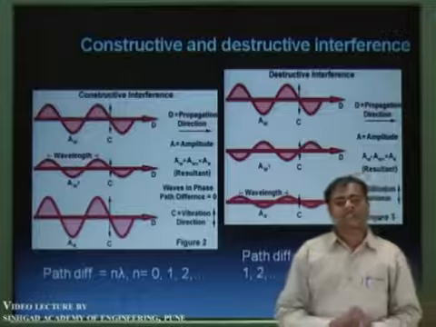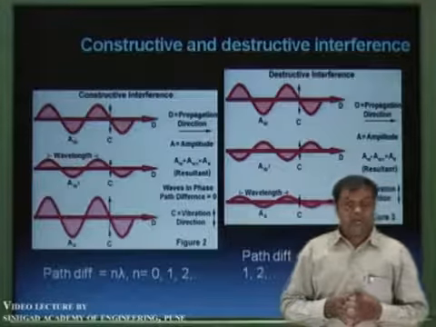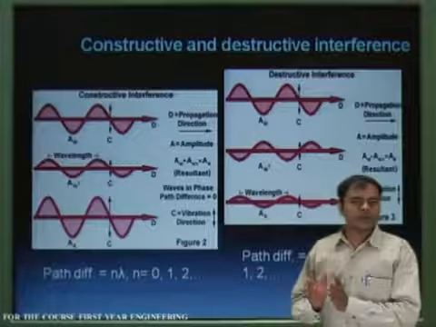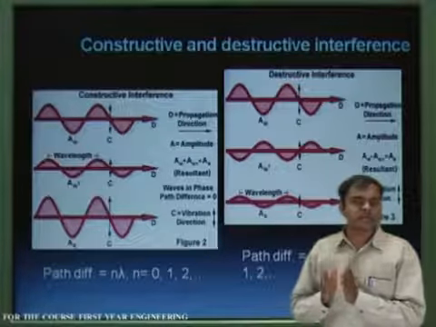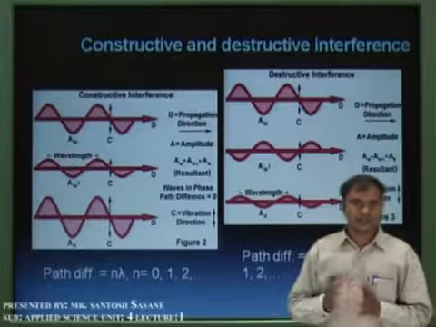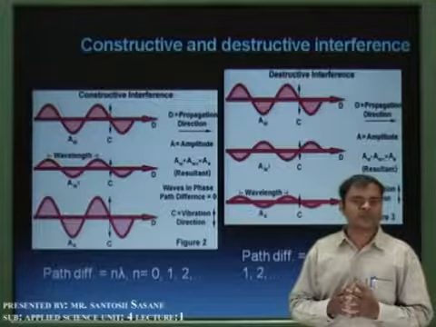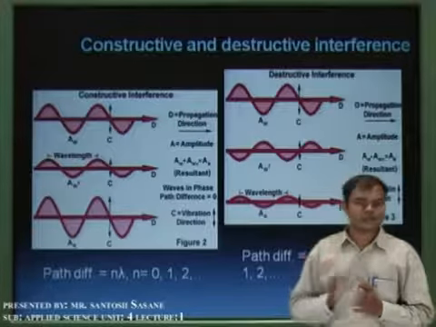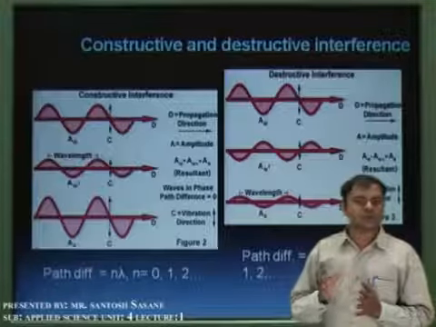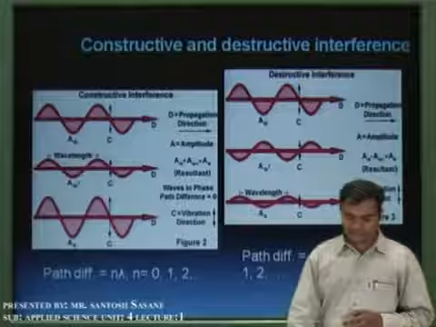Now the path difference condition is also very important. All of you might know that the path difference for constructive interference is equal to an integral multiple of wavelength. That is, path difference is equal to n lambda, where n is equal to 0, 1, 2, 3 and so on. The path difference condition for destructive interference is that the path difference is equal to an odd multiple of half the wavelength. That is, path difference is equal to (2n+1) lambda by 2, where n is equal to 0, 1, 2, 3, like that.